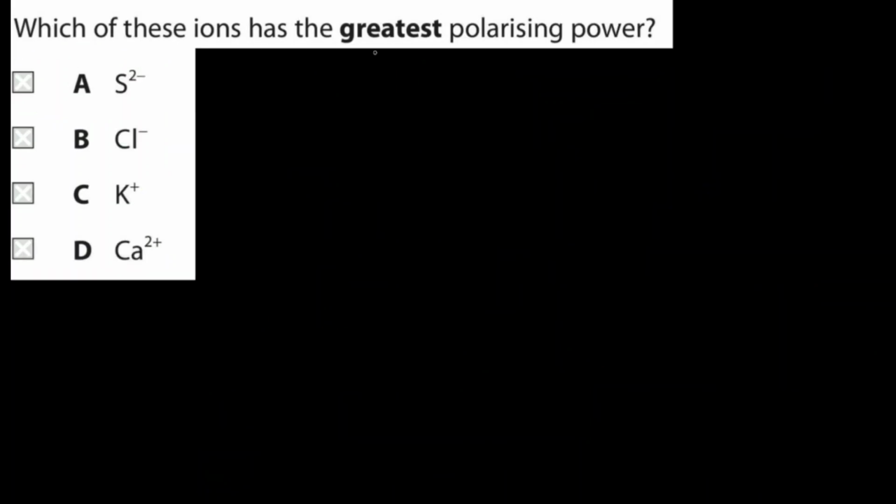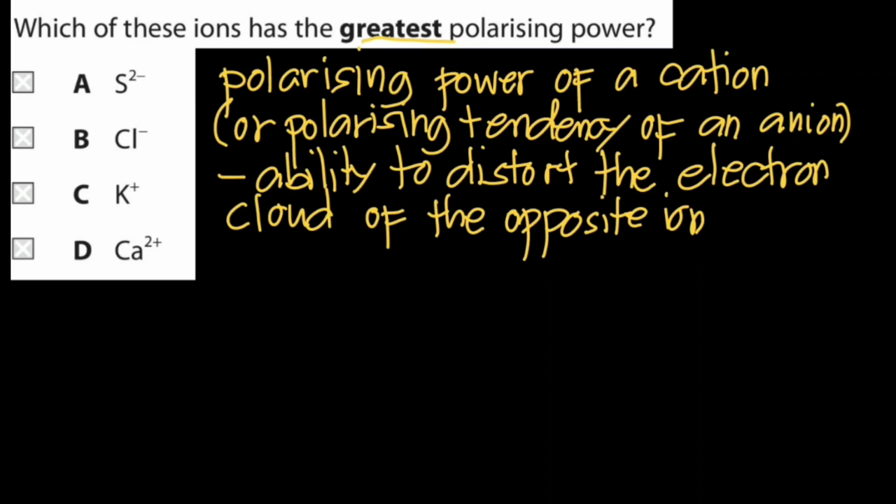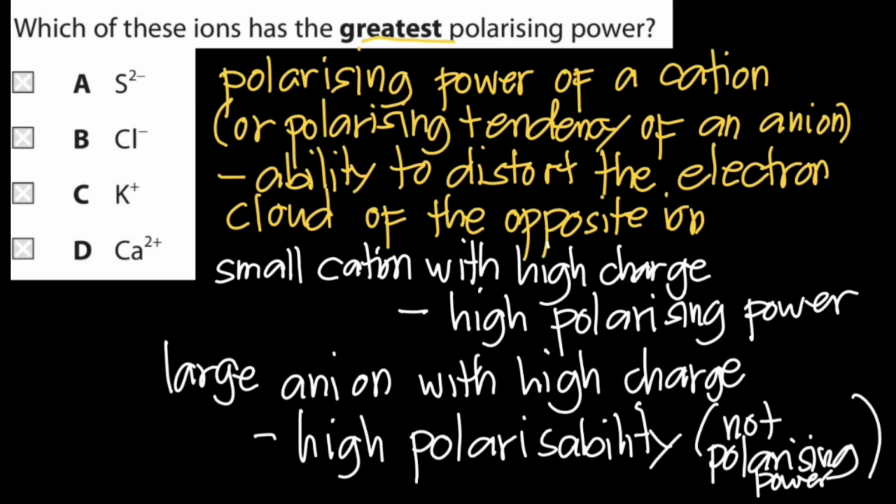Which of these ions has the greatest polarizing power? So what is polarizing power? Polarizing power of a cation, or polarizing tendency of an ion, is the ability to distort the electron cloud of the opposite ion. We have these rules, Fajans' rules. A small cation with high charge has high polarizing power, while a large anion with high charge doesn't have any polarizing power, but it has high polarizability.